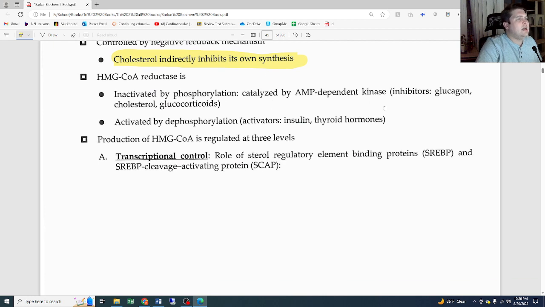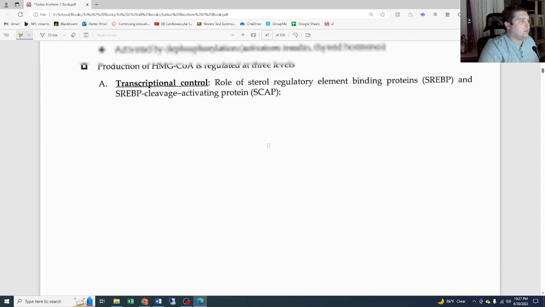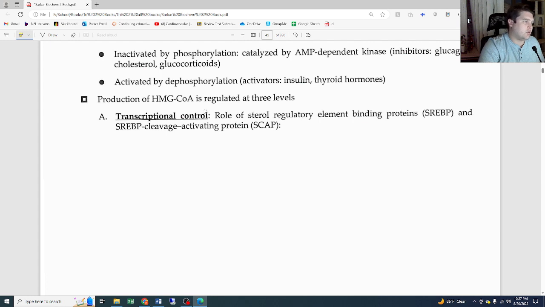You'll talk even more about glucagon, glucocorticoids, insulin, and thyroid hormones a fair bit in physiology too, and then a decent amount as well in systems pathology in Tri 4. Production of HMG-CoA reductase is regulated at 3 different levels. Transcriptional control, so the role of sterol regulatory element binding proteins, SREBP, and SREBP cleavage activating protein, or SCAP.